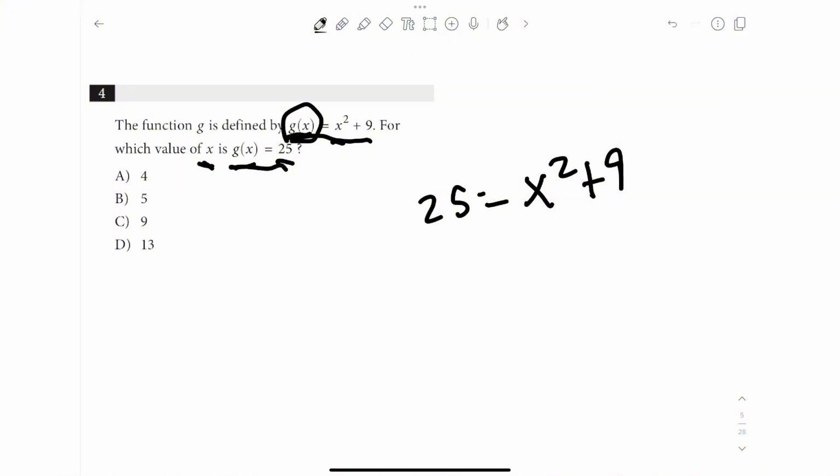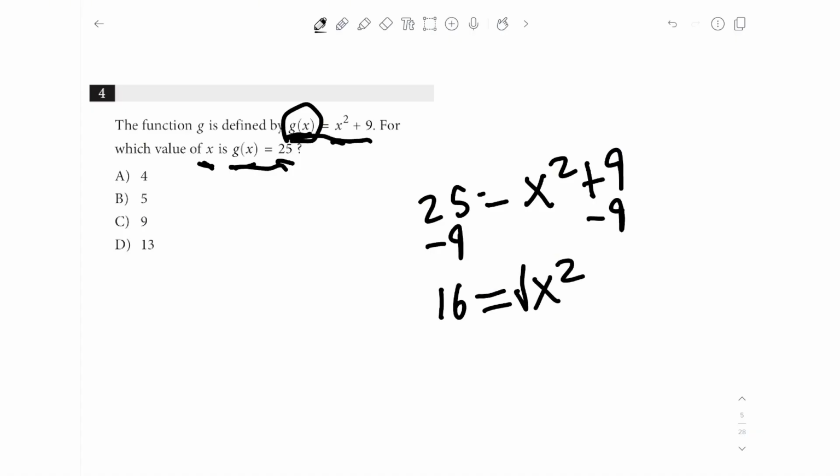We can solve this like any other regular equation. So they're adding 9, we're going to do the opposite. Minus 9, minus 9. As long as we do it on both sides, everything is good. 16 is equal to x squared. So now to get rid of the squared, we're just going to take a square root of both sides. We should get that plus or minus 4 is equal to x. And the reason it's plus or minus is because we don't know if it was negative 4 squared or positive 4 squared, because negative 4 squared is also 16. But in this case, they just want the positive solution, so our answer is A, or 4.